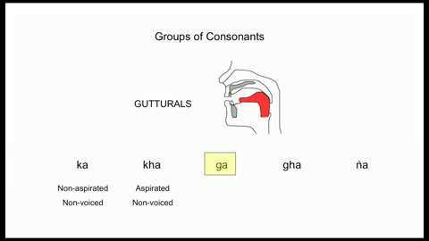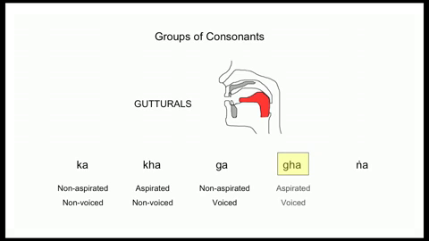The third consonant is pronounced ga. It is similar to the first consonant, except that in this case the vocal cords are resonated and the sound comes from deeper in the vocal chamber. Ga. The fourth consonant is pronounced gha. This is similar to the second consonant. Air is released with the sound, but this time the vocal cords are resonated.